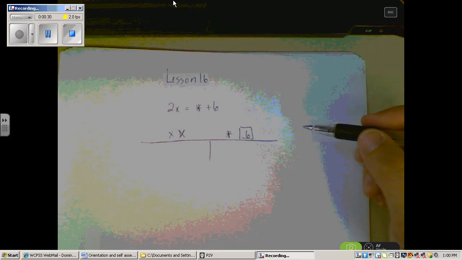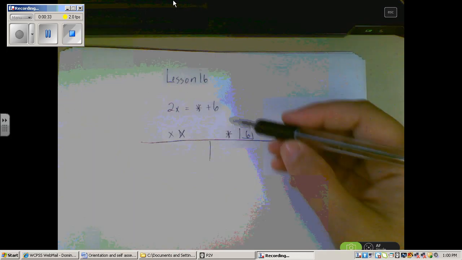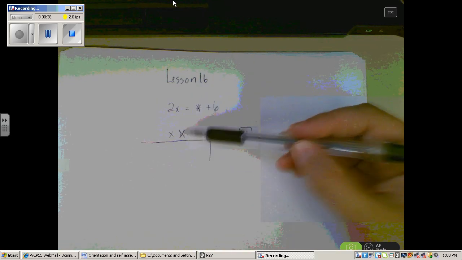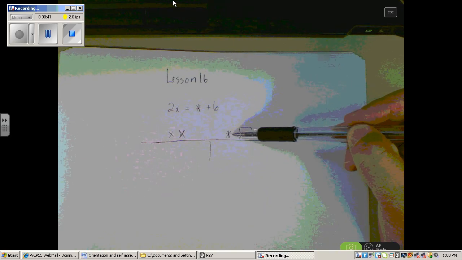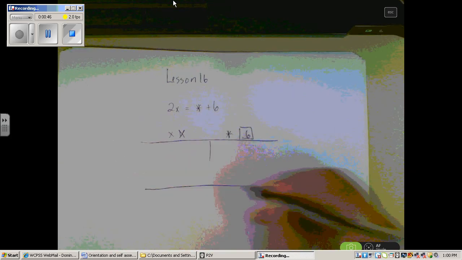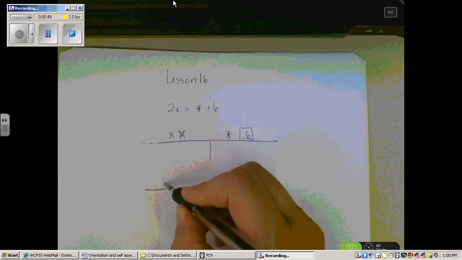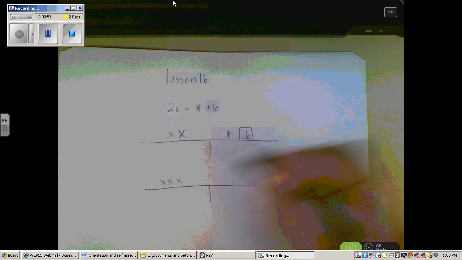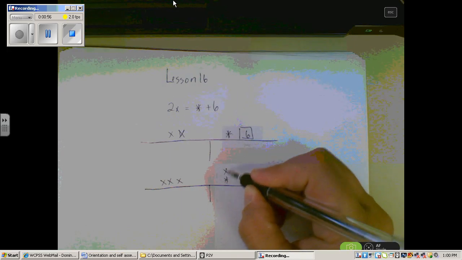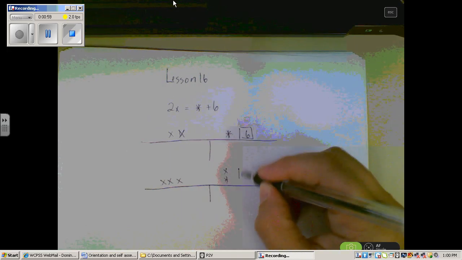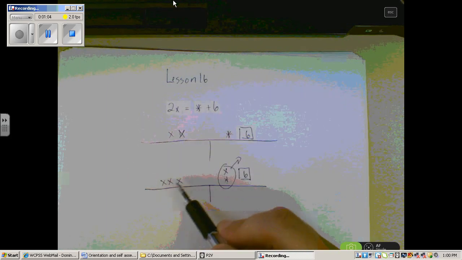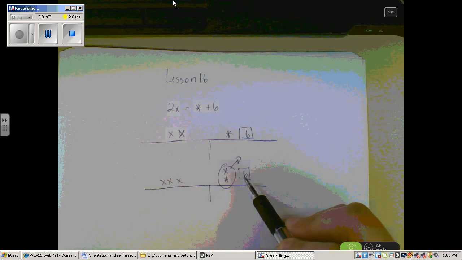Now, to show the next step, I'm going to draw another scale, but in order to make sure I'm following my legal moves, I cannot take an x away from the left and a star away from the right. So, one of my strategies that I can use is to add an x to both sides. And when I add an x to both sides, on the left, I end up with 3x. And I'm going to pair up that x that I'm adding with my star, because I can take it away. And I'm then left with 3x equals 6.